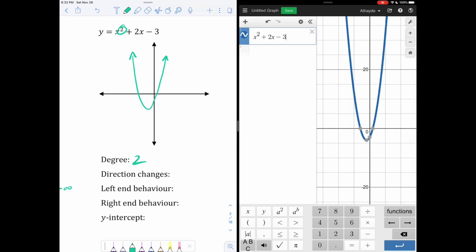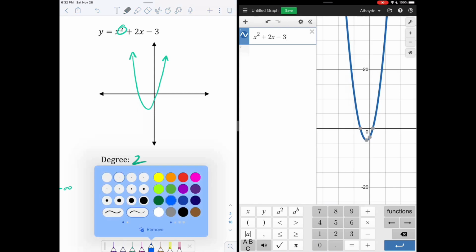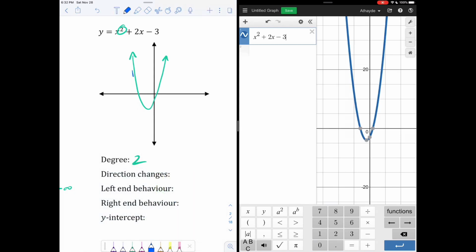Direction changes. Well, this function starts by going this way. As we move left to right, it's going down, and then later on, it's going up. So it changes direction once. So earlier it's moving down, then it moves up. On the left end, that's over here, as x goes towards negative infinity. Oops. Where's my negative?